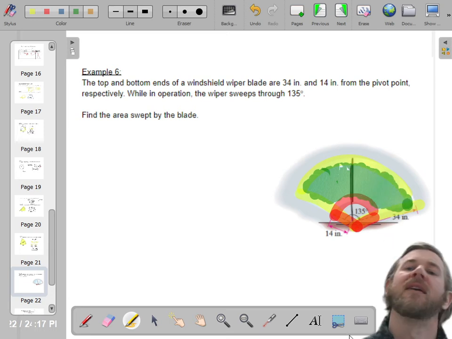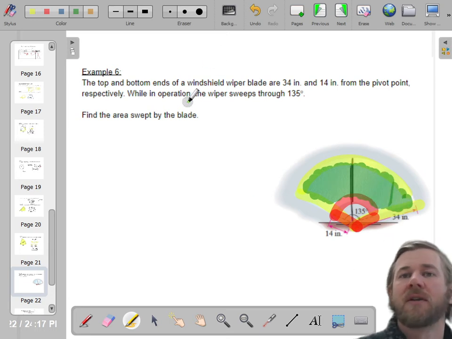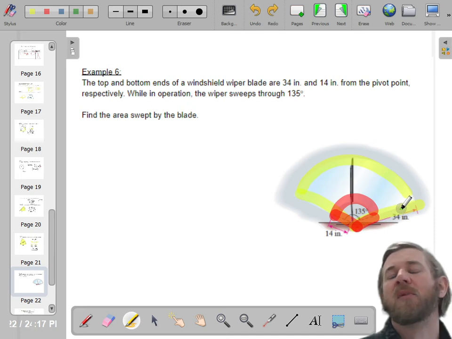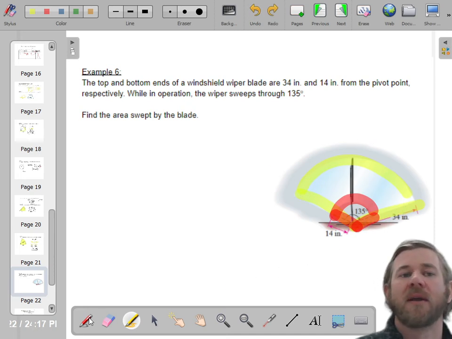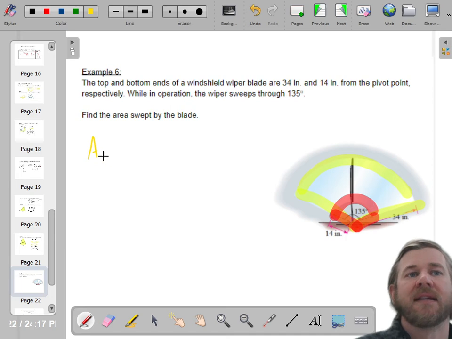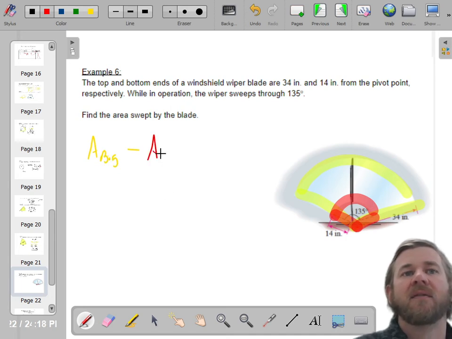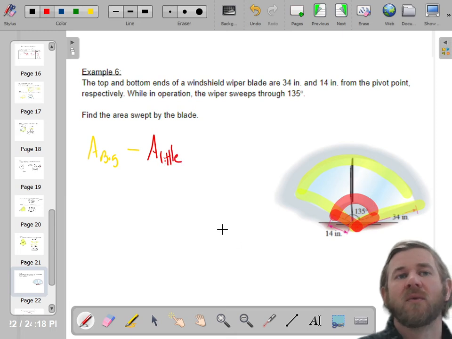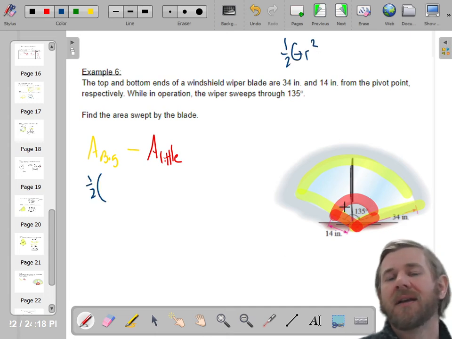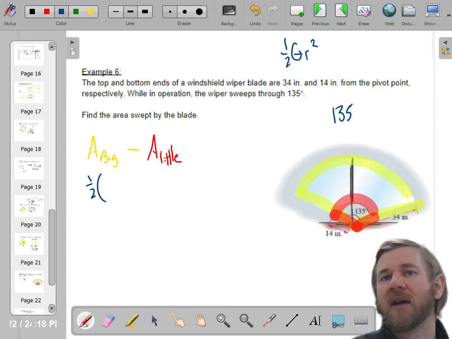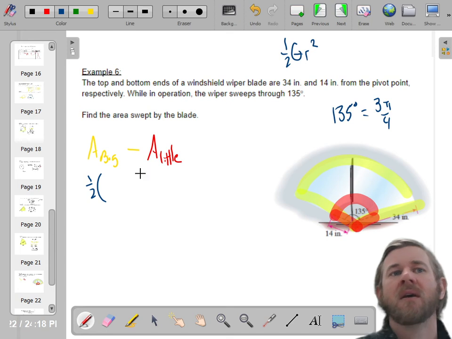To find that, you got to think, how am I going to find that green part? Well, to find the green part, you're going to take the yellow part and subtract out the red part. So the yellow part, we'll say that's the area of the big windshield wiper, and we're going to subtract out the area of the little windshield wiper. So we'll just use the formula twice. Area is 1/2 theta r squared. 1/2 theta, 135 degrees. Remember, you got to make that radians. That's on the unit circle, so 3 pi over 4.